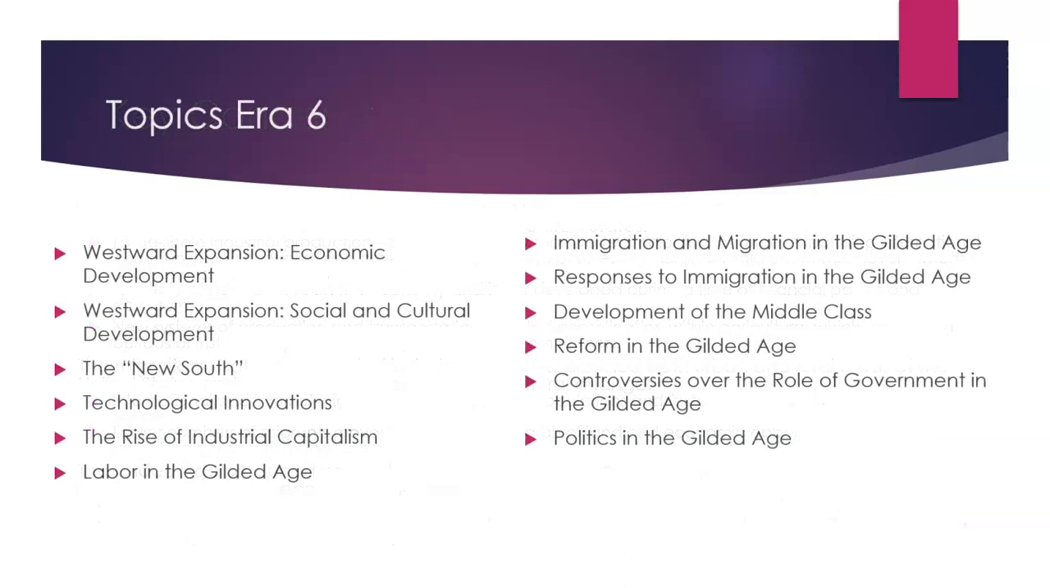In our Unit 7, the topics we will look at include westward expansion, with closer looks at economic, social, and cultural development, the New South, technological innovations in the late 19th century, the rise of industrial capitalism, labor in the Gilded Age, immigration and migration, and the responses to it, the development of the middle class, reform in the Gilded Age, and controversies over the role of government and politics in this Gilded Age.